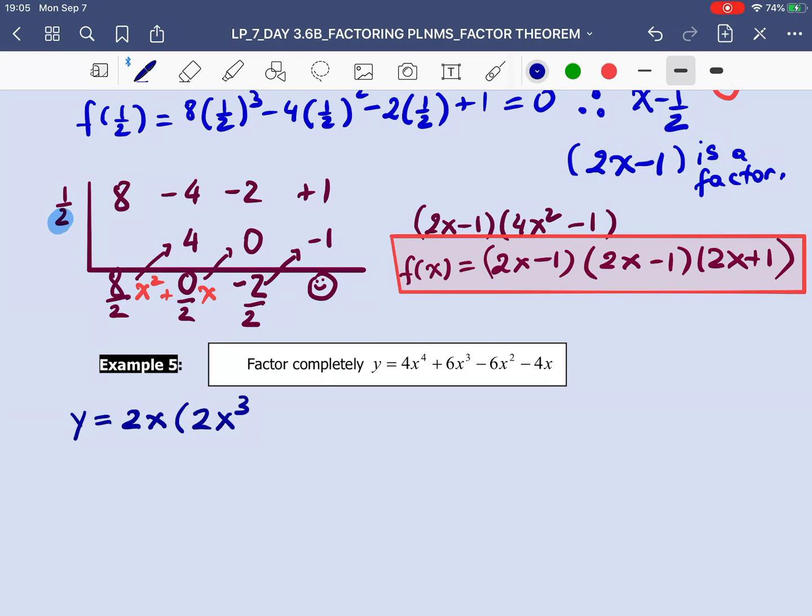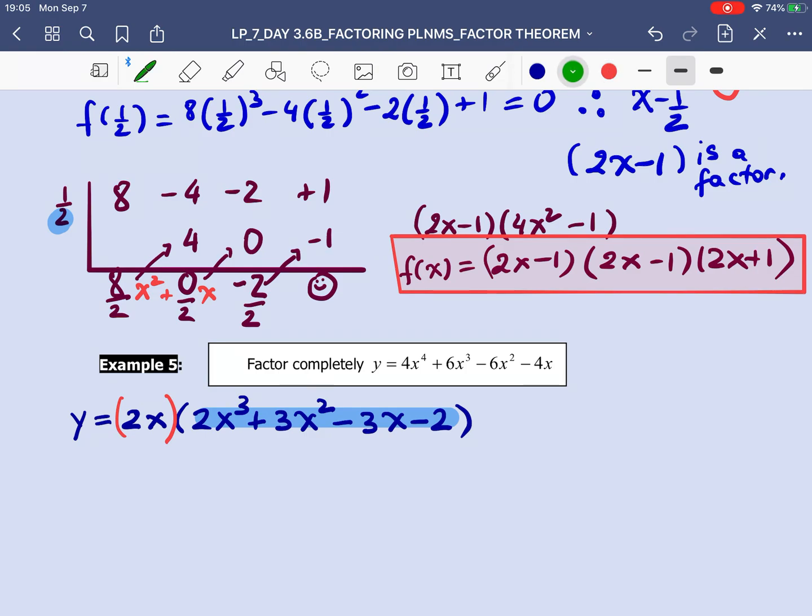Then in brackets, we have 2x to the power of 3 plus 3x squared minus 3x minus 2. So we already have one factor taken out, but then we have to take care of this polynomial of third degree. So we're going to focus only on this part. We have a polynomial where the leading coefficient is different than 1.